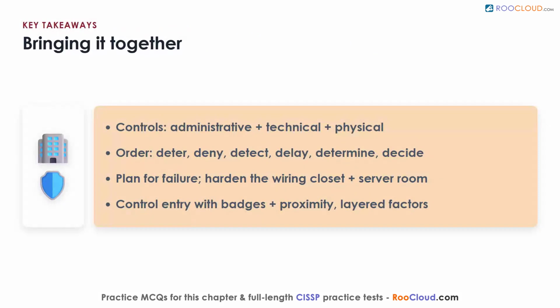So let's bring it together. Physical security controls fall into administrative, technical, and physical families, and they should act in the order deter, deny, detect, delay, determine, and decide. You prepare for inevitable equipment failure with spares, vendor agreements, and lifetime metrics. You harden the wiring closet as the network's nervous system, and you build the server room for equipment at the building's core. And you control who enters using badges, smart cards, and proximity devices, always layering more than one factor. Master these building blocks, and the rest of your physical program clicks into place.